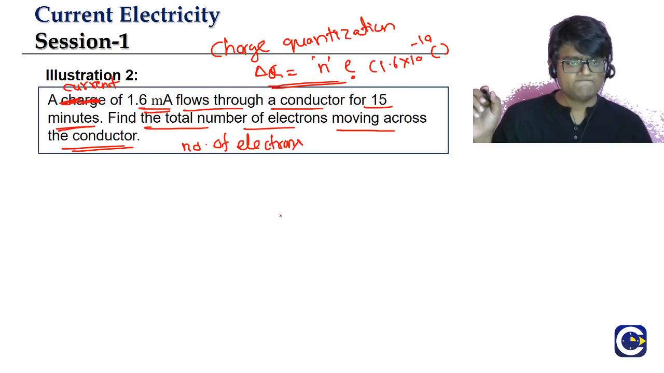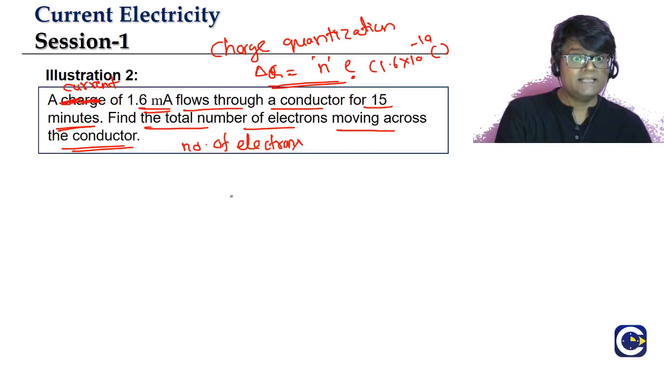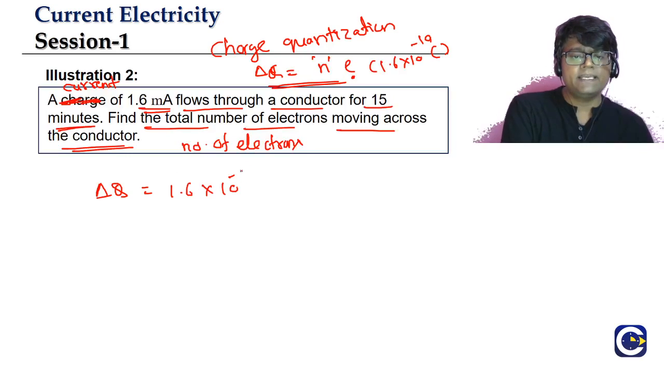Yes, guys. Any answers? So how do we proceed with this? Same method, right? First we are going to find the delta Q value. What is the delta Q value going to be? The average current, 1.6 10 power minus 3 amperes into time. What is the time here, guys? 15 minutes. We should convert this into the SI unit, right? 15 into 60 seconds. That is going to give the charge in coulombs.